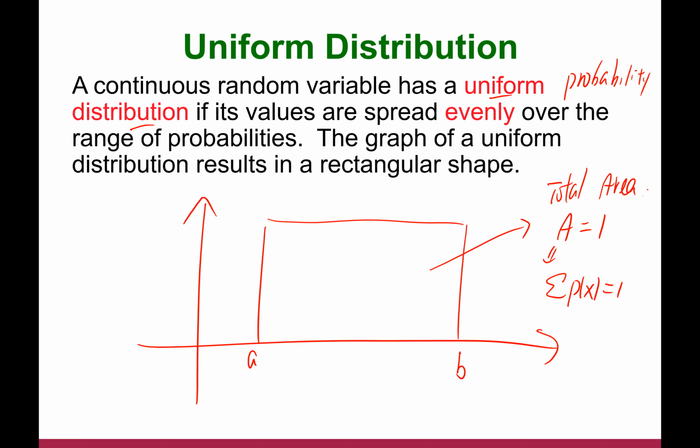So if you know the base, let's say the starting point is A, the ending point is B, so here the base is B minus A. Since the area is equal to 1, the height is always 1 over B minus A. So in that case, if you multiply the base times the height, you always get 1.